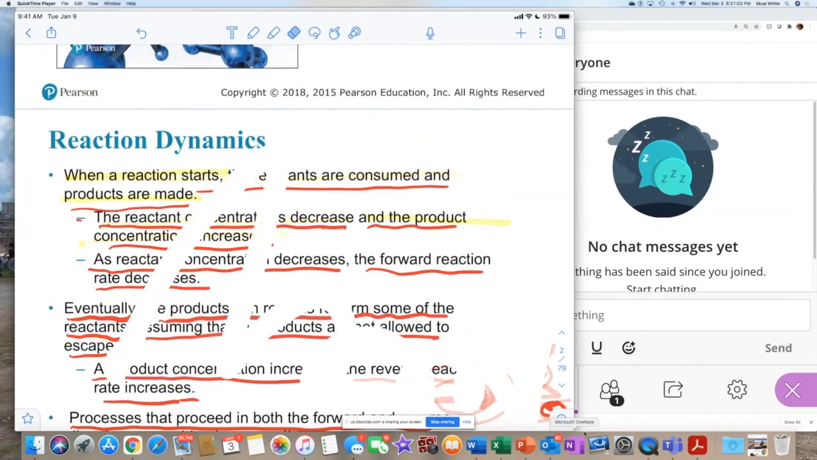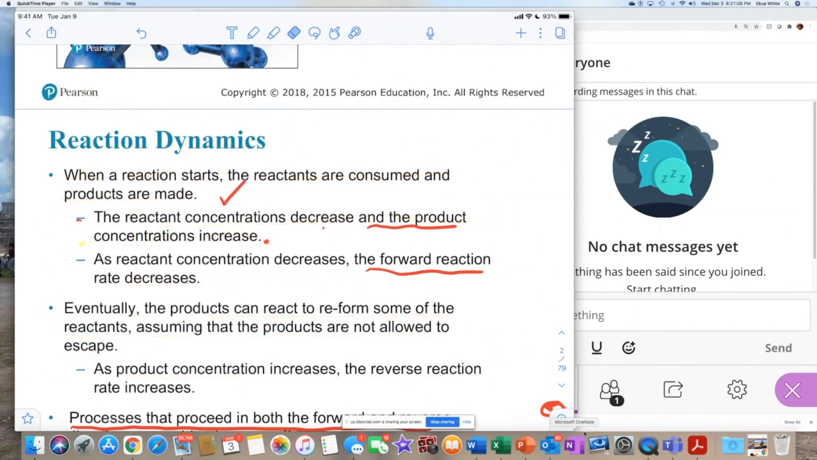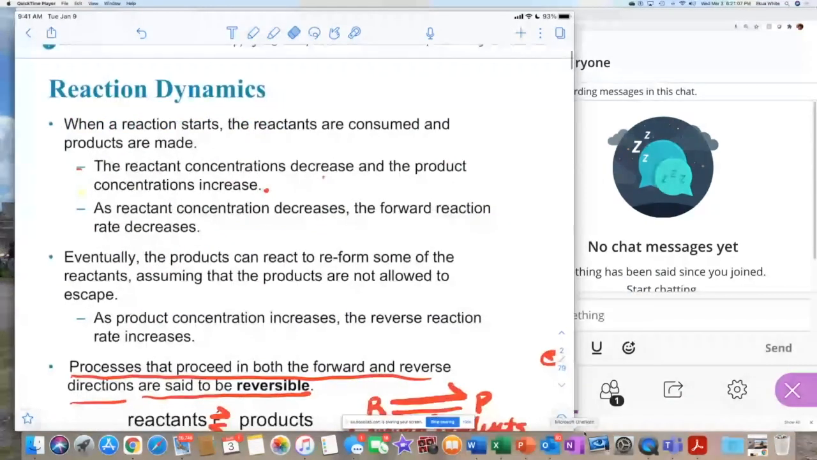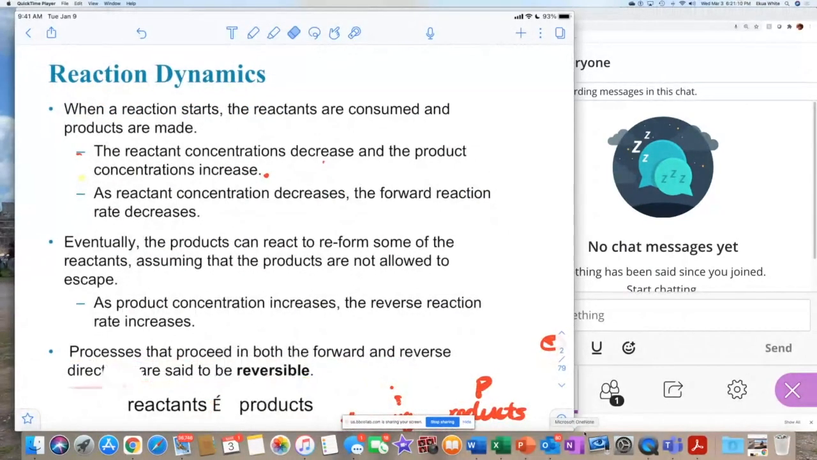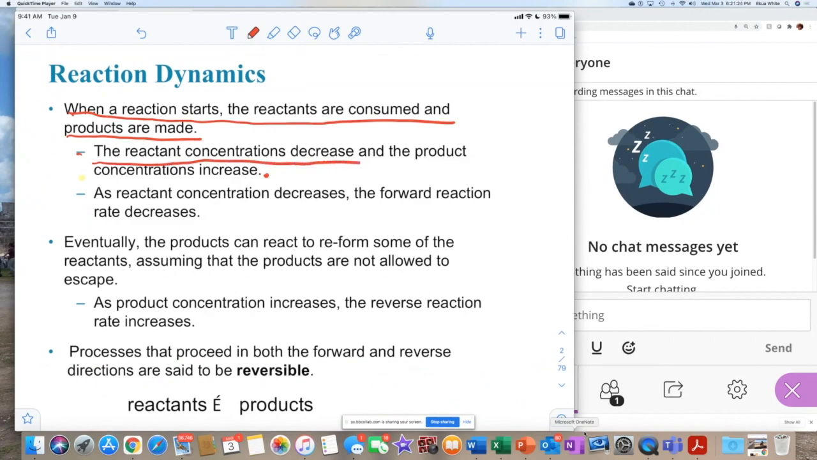Anyways, let me go through here and go over this content. This page here spends the time to discuss what a chemical reaction is as far as chemical equilibrium is concerned. We start here by saying when a reaction starts, the reactants are consumed and the products are made. The reactant concentration decreases and the product concentration increases. That sounds like any reaction, right? But this applies to most reactions we know about.